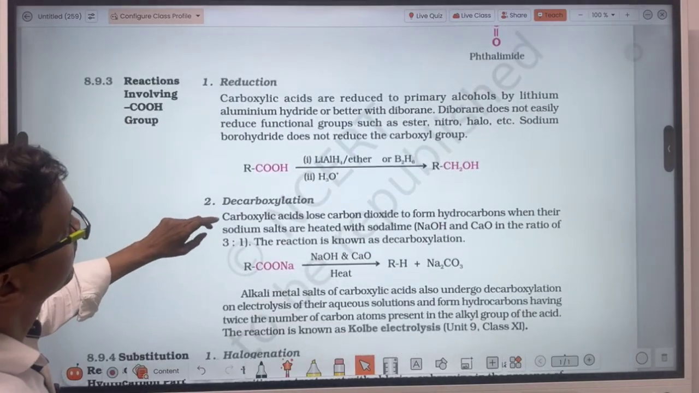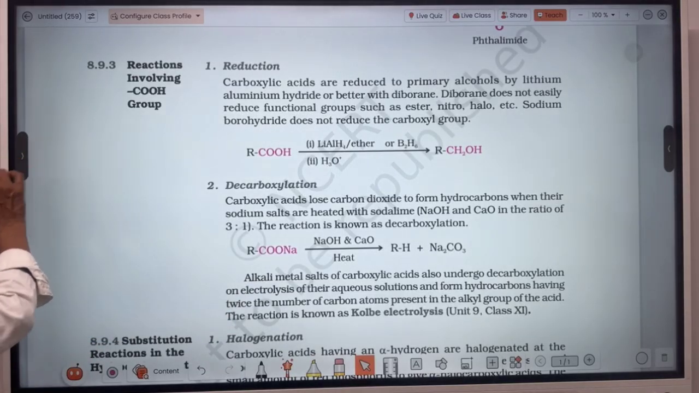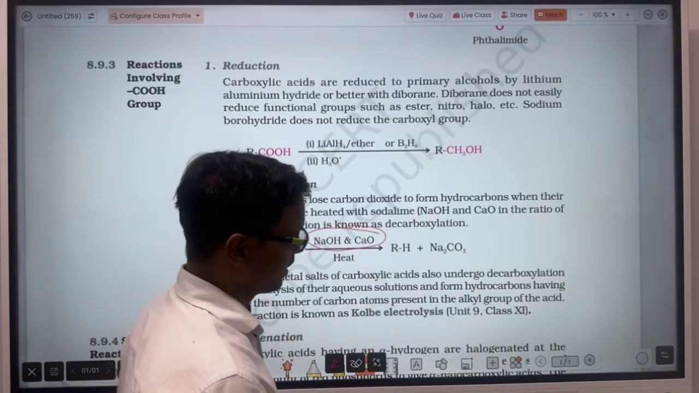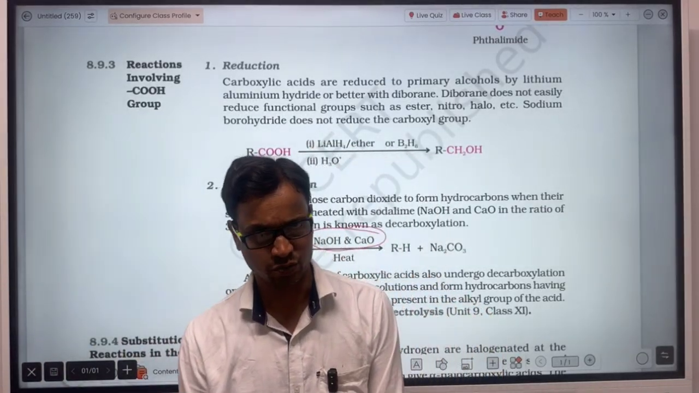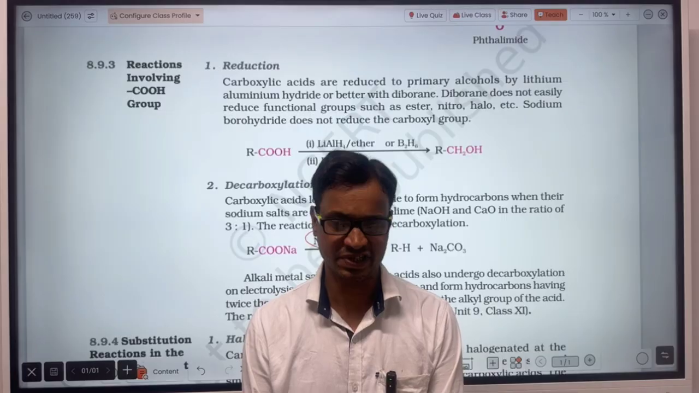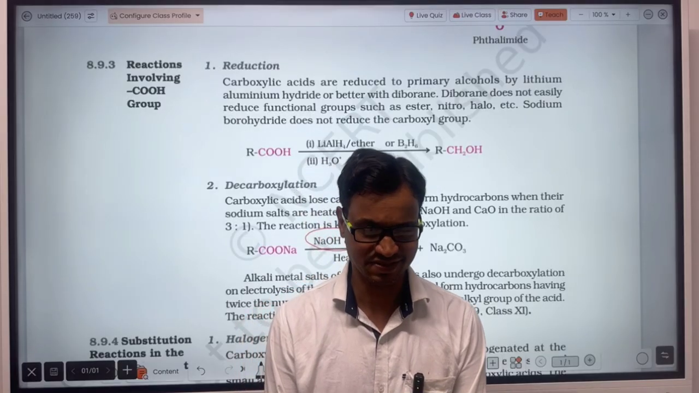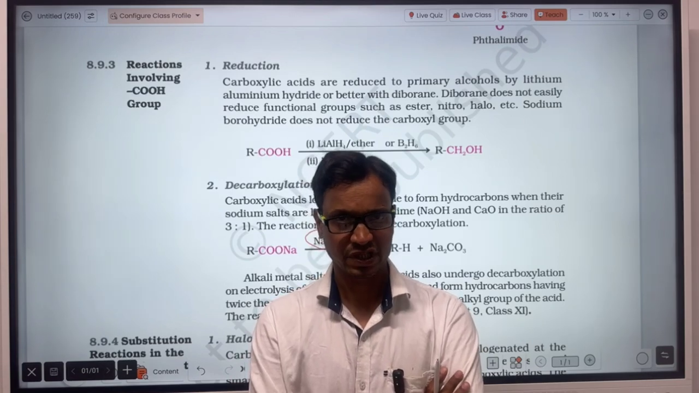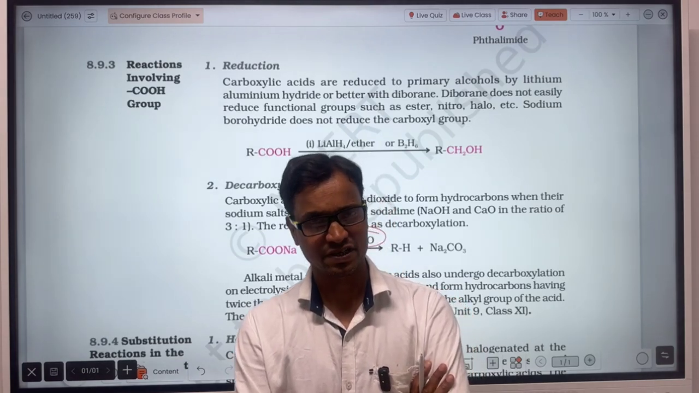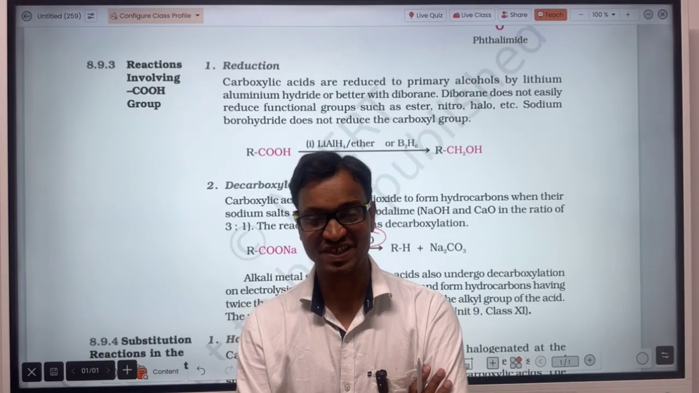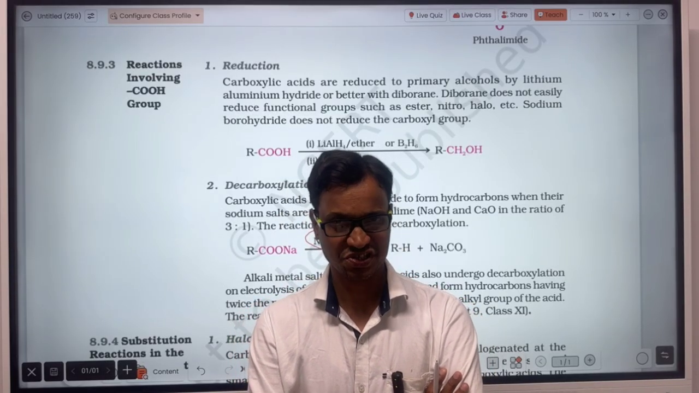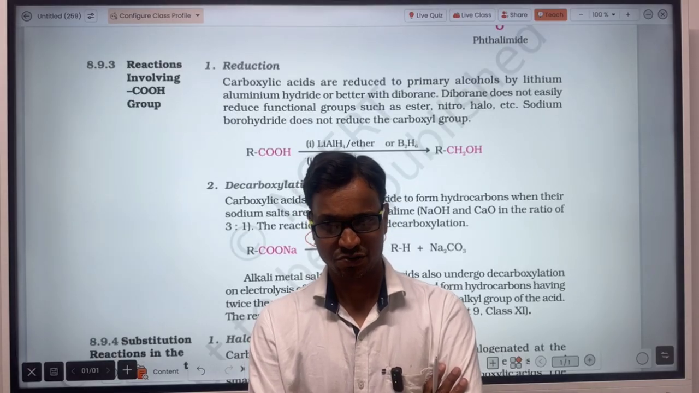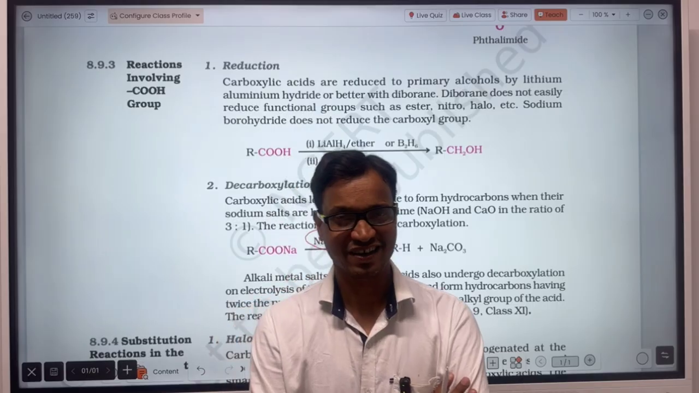Next one is the decarboxylation reaction. What happens in the decarboxylation reaction? The mixture of NaOH and CaO in the ratio of 3:1 is called soda lime, because NaOH is called caustic soda and CaO is called quicklime. So their mixture is called soda lime.